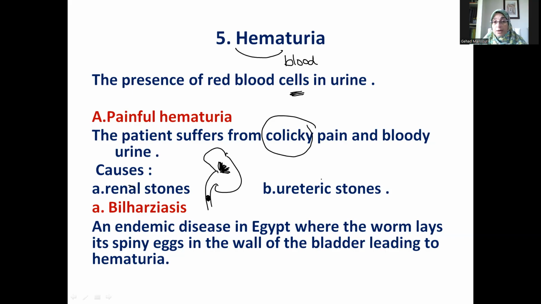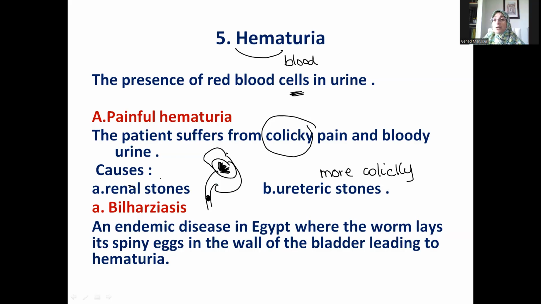Of course, ureteric stones cause more colicky pain than renal stones because, as we said previously in the classroom, these renal stones that are lodged in the renal pelvis move very little, and therefore they show very little symptoms, and that's why they can stay in their place and enlarge without the patient being aware of them. So this is the first cause of painful hematuria. The second cause or type of hematuria is painless hematuria.